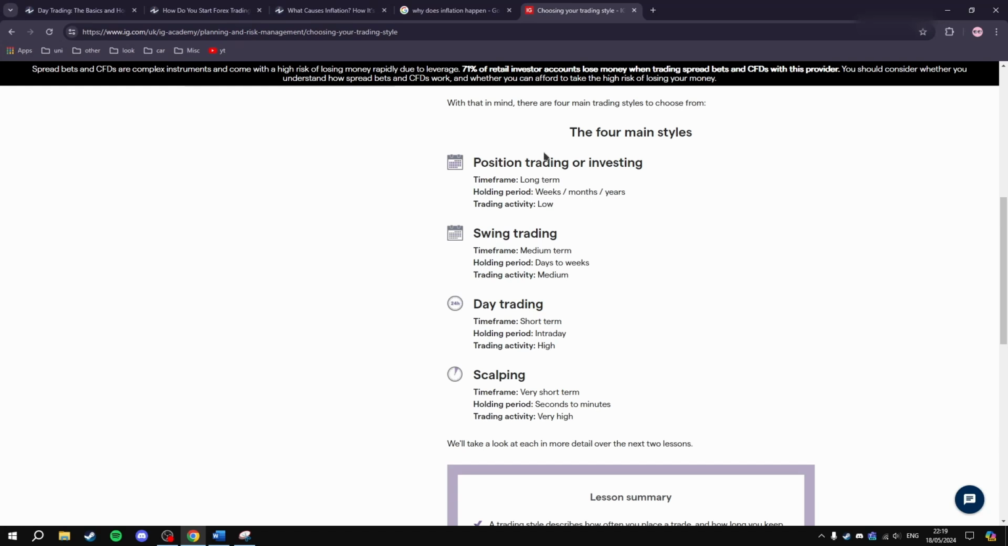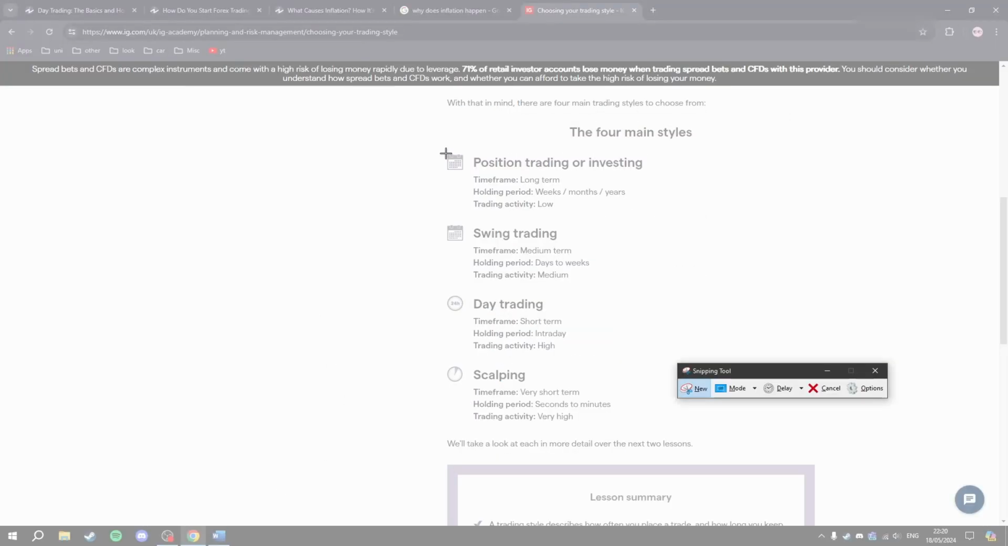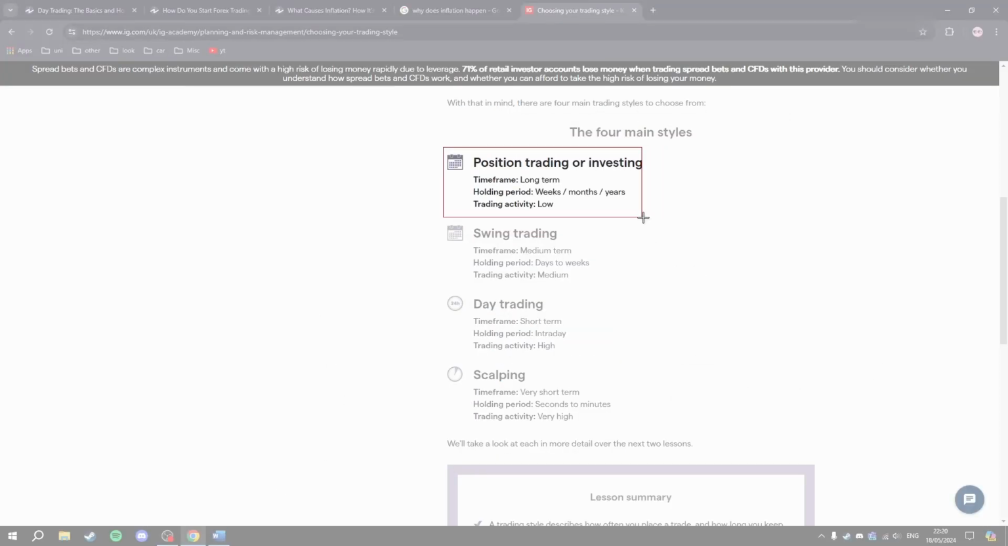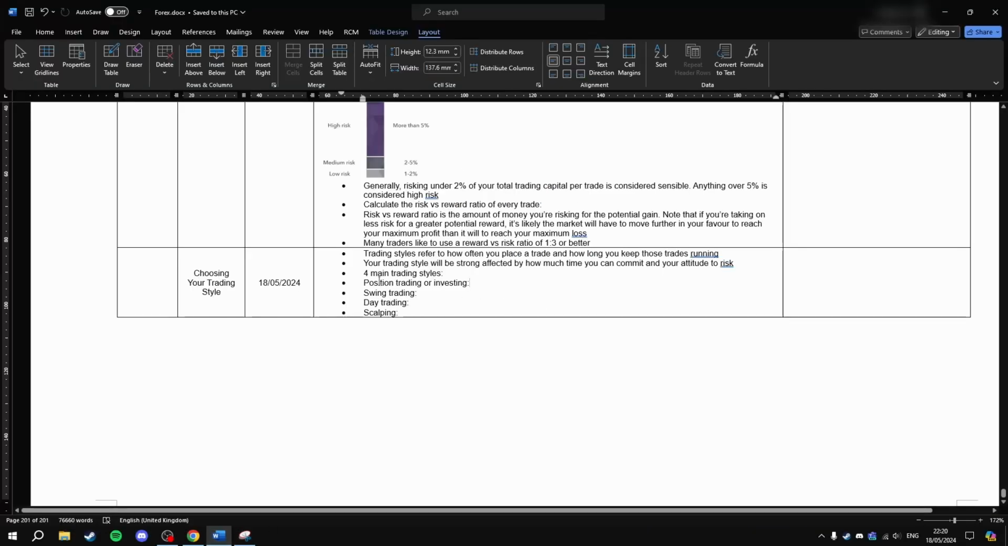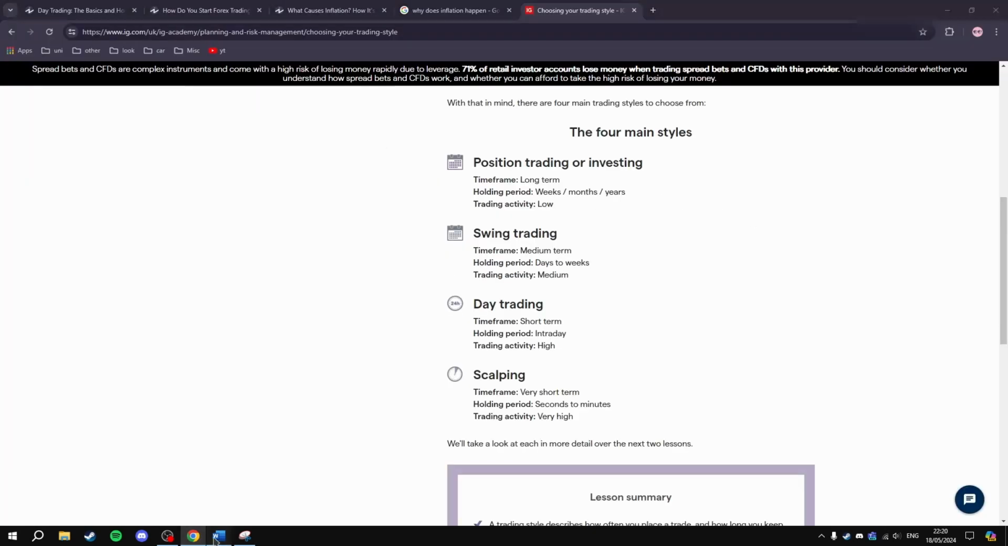Position trading or investing: time frame, long term; holding period, weeks, months, years; trading activity low. Swing trading: time frame, medium term. Just to make this easier, copy. There we go.